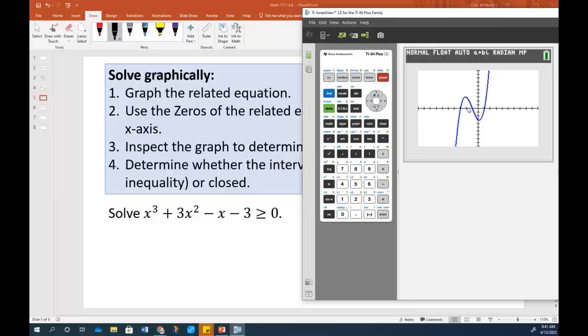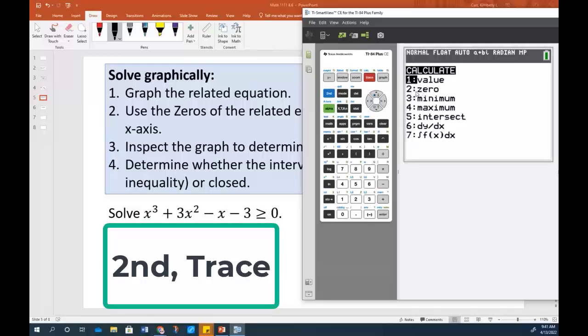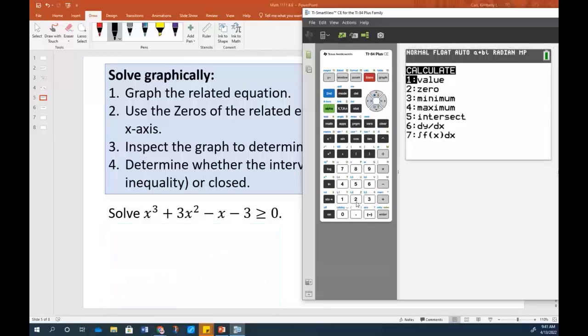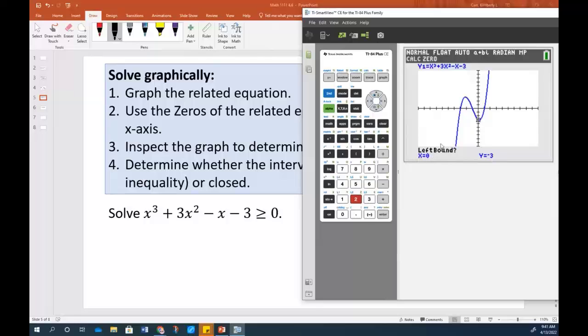So I just want to show you how to do that again in case you weren't absolutely certain what you were looking at. We can hit second, calculate, tell it to calculate a 0, so that's option 2. It's going to give us the left bound and then the right bound and then a guess. So I need to use this left arrow key to get to the left of my x-intercept that I'm looking for. It doesn't matter if you're above or below, you just have to be to the left. That really tells my calculator, start looking here. Then I need to give it a right bound, so I go a little to the right.